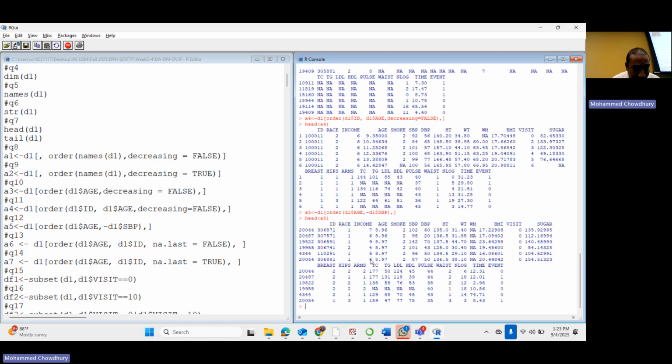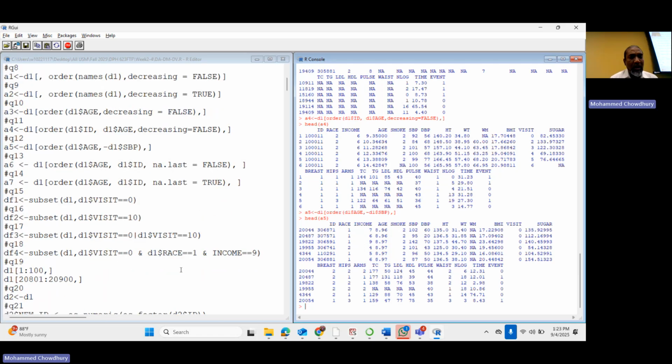Okay, after doing this, now what do I want to do? I want to order the D1 data by the age variable and then the ID variable. But if any missing value is found, it should be put first, with na.last equal to FALSE. I said FALSE. So that means any missing value that appears should appear in the front, for any row with a missing value.